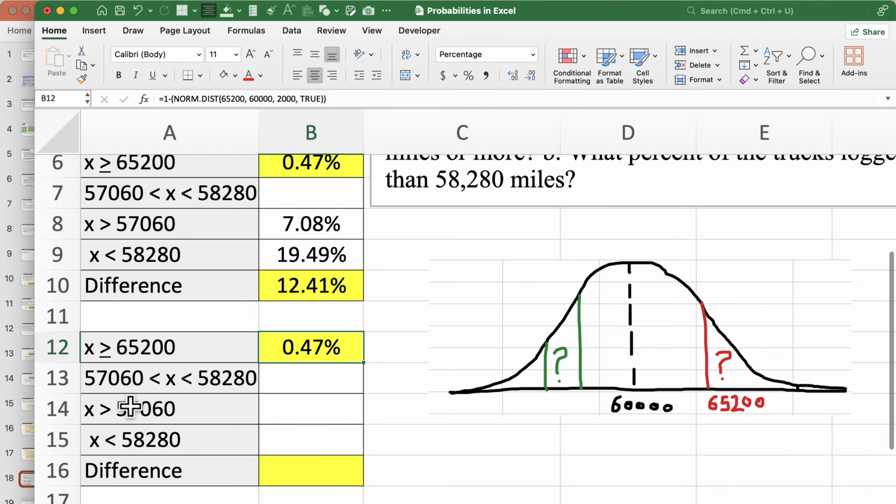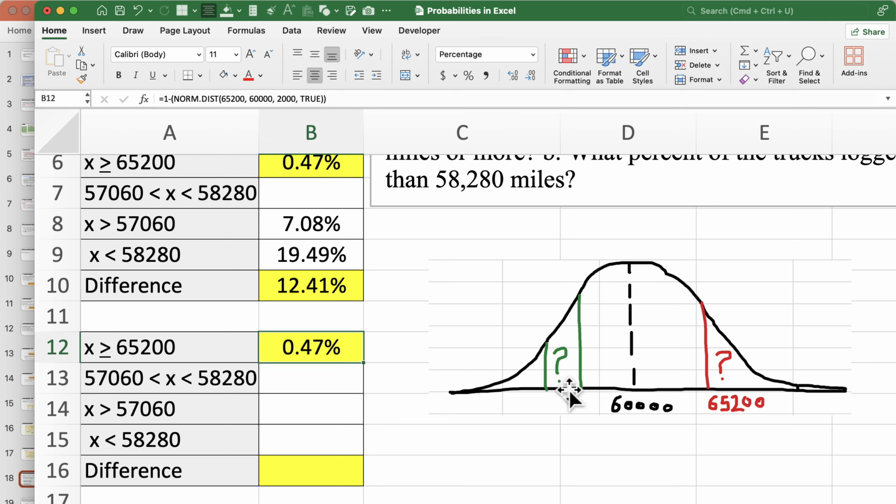So suppose 57,060 is this line and 58,280 is this line. And the question is asking what's the area between, which means greater than this one but less than this one. So we are interested in calculating this area where you can find this green question mark. So for this purpose, I will be calculating first the cumulative probability of this one, which means 58,280.